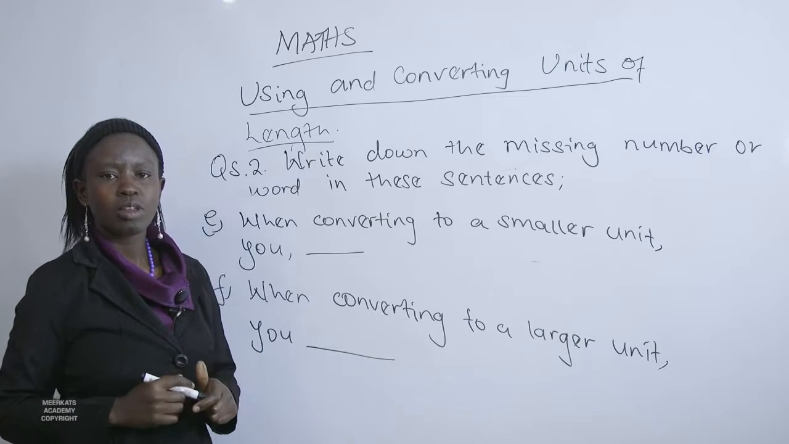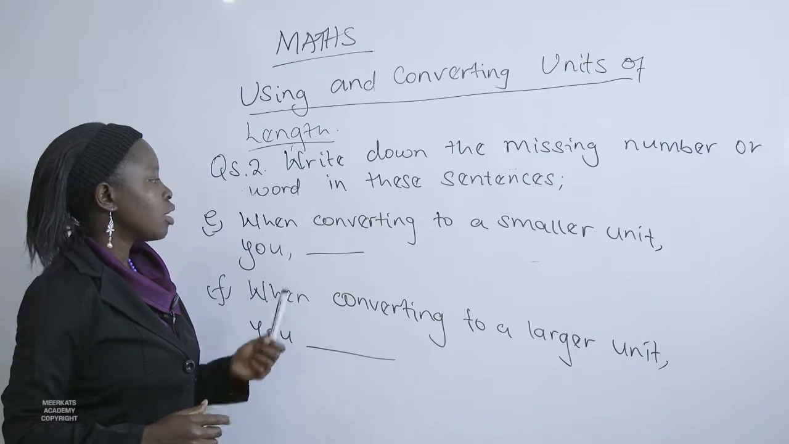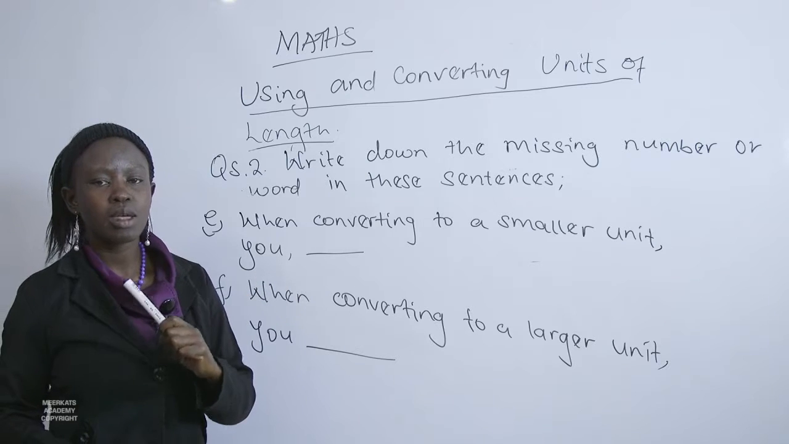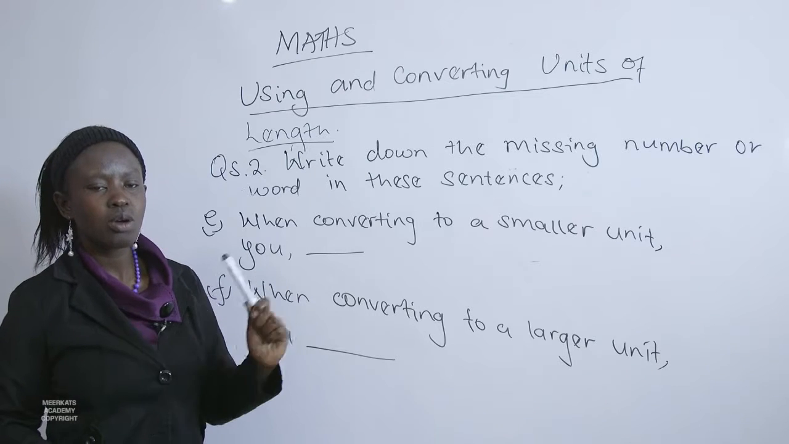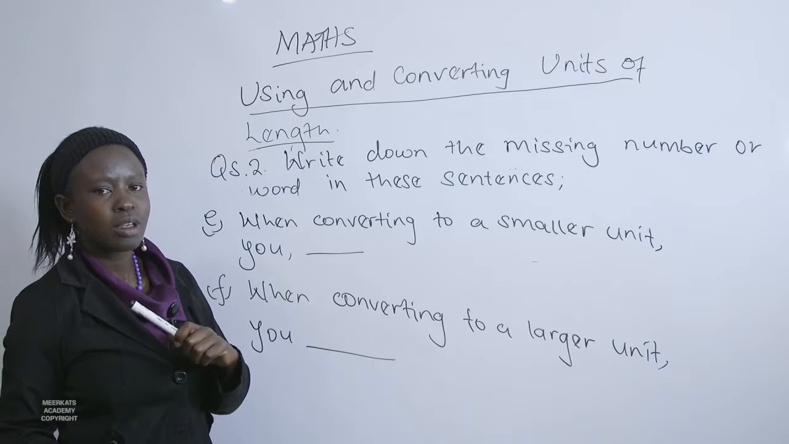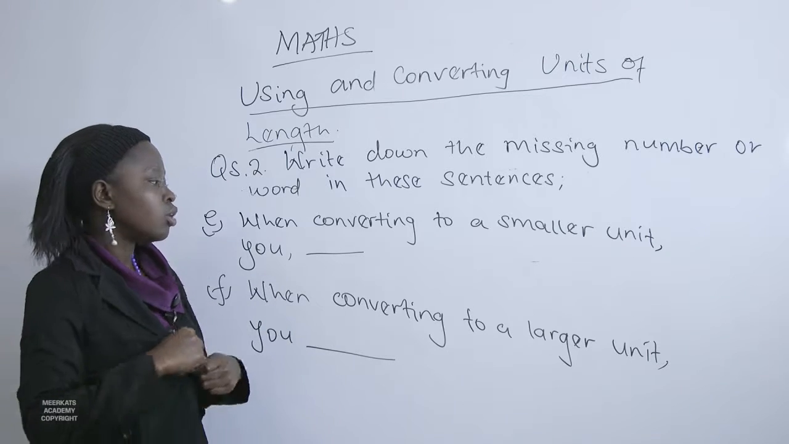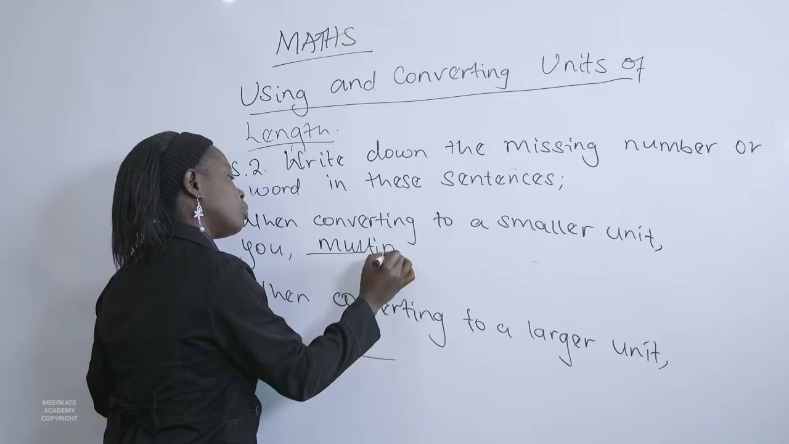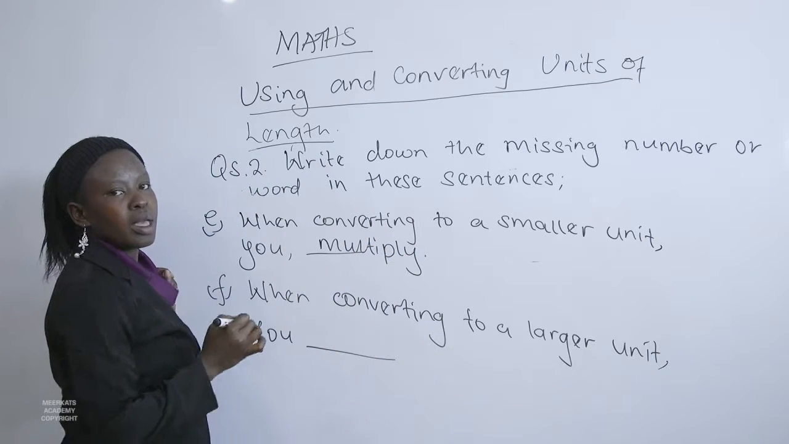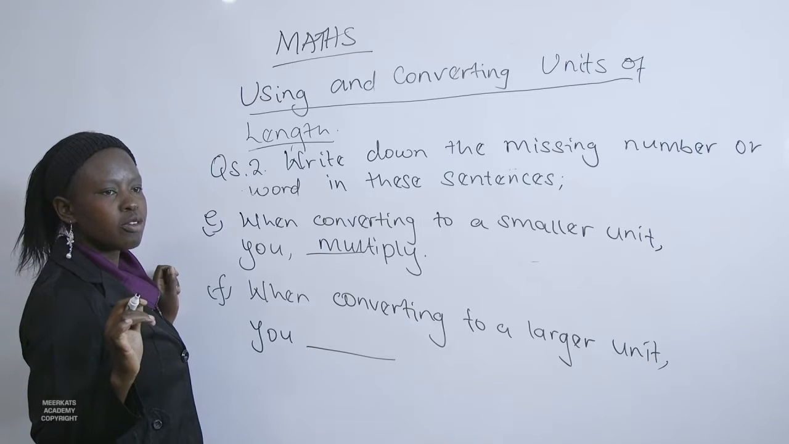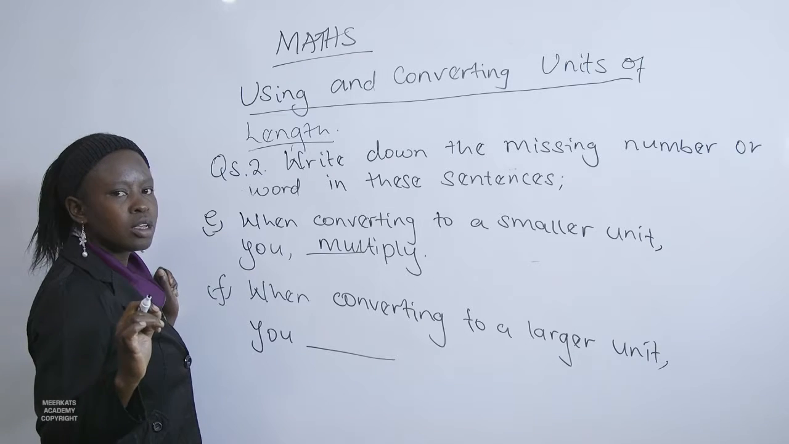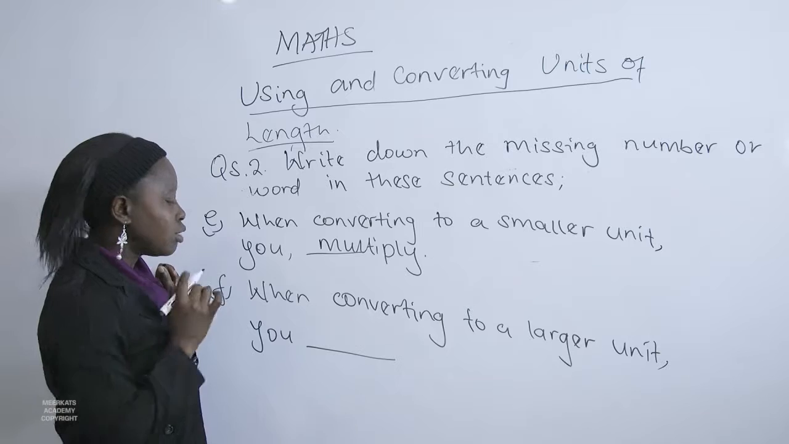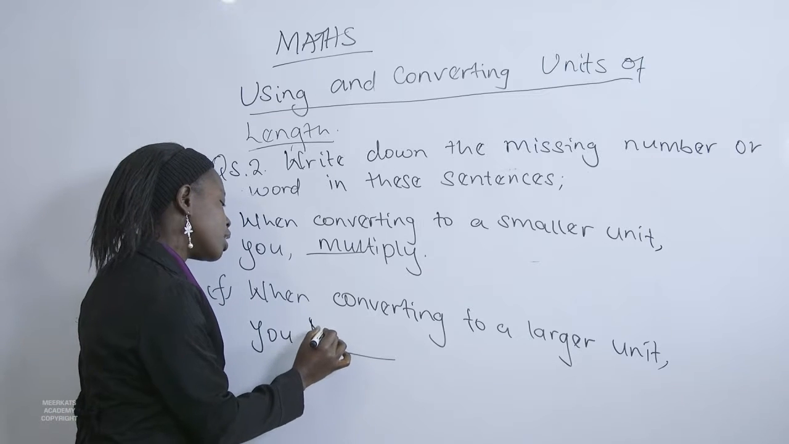So in conclusion, what we are simply saying is that when converting from a large unit to a smaller unit, you multiply. And when converting from a smaller unit to a larger unit, we divide.